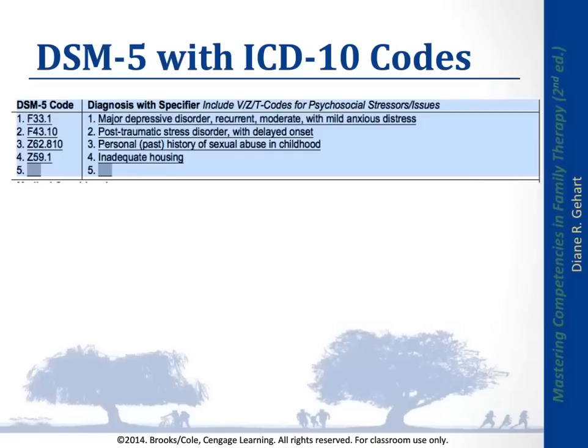And then you have F43.10, which is the post-traumatic stress, and you can see there are some extra digits after the point there. And then we're going to move into Z codes. There's a Z code for the past history of sexual abuse, and then there's a Z code for inadequate housing. So this is the exact same diagnosis written out with the new ICD-10 codes.